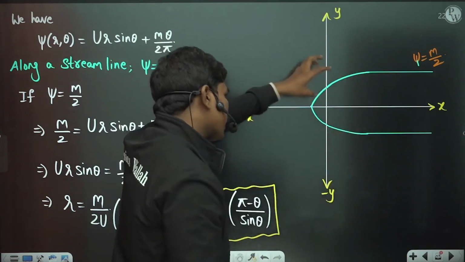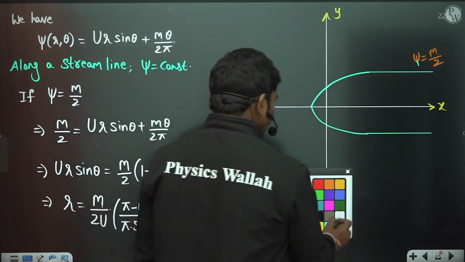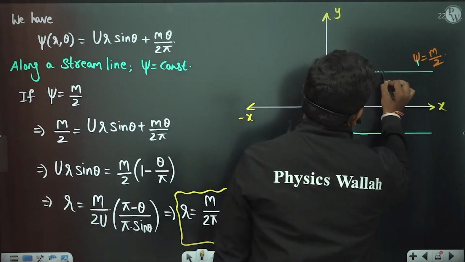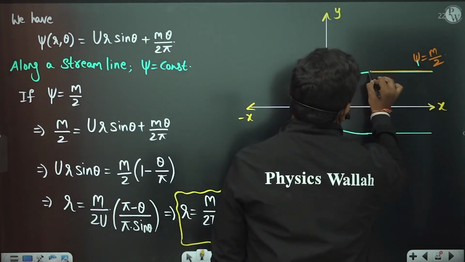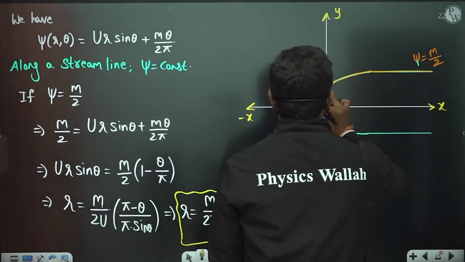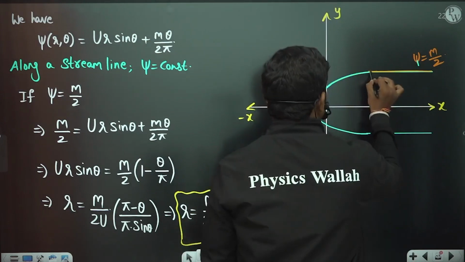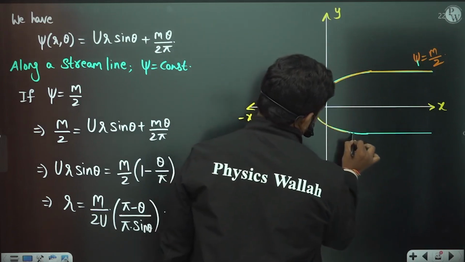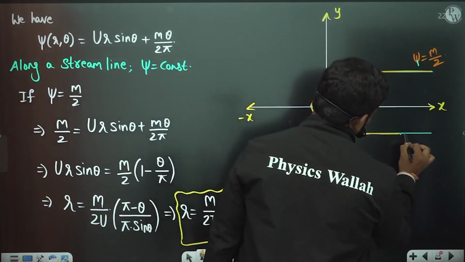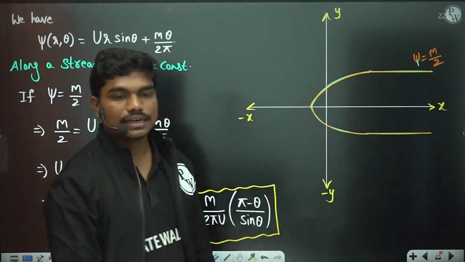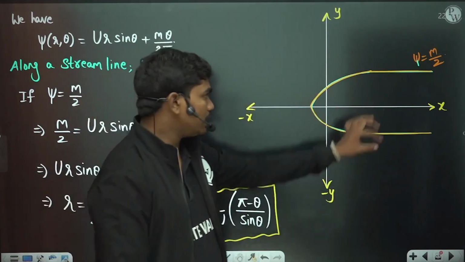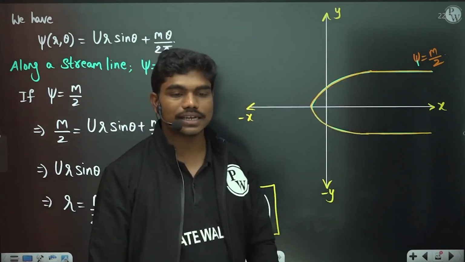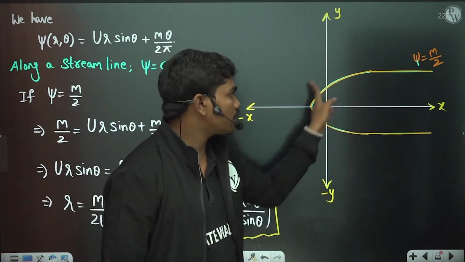Okay, so when flow cannot cut this streamline, this part which is here is treated as a solid body. Because flow cannot enter the streamline, whatever is the region here is considered as a solid body with this particular boundary.